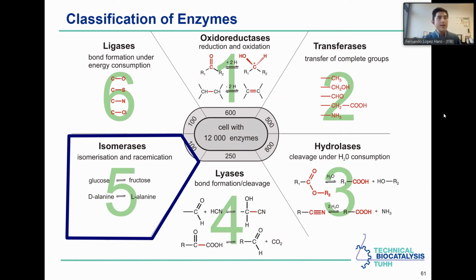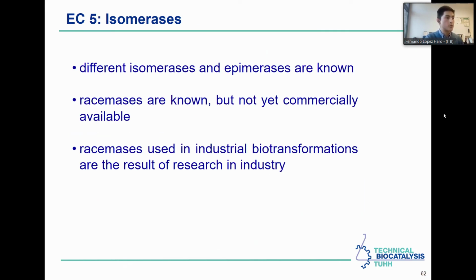It is also very easy for mathematical characterization, because you have the case where a compound A produces a compound B. So of course you wouldn't have any cases of inhibition or obstruction of the action of the enzyme. So easy to describe mathematically, but again, not very common to apply. Different isomerases and epimerases are known, around 100, as I said. Racemases are known, but not commercially available.